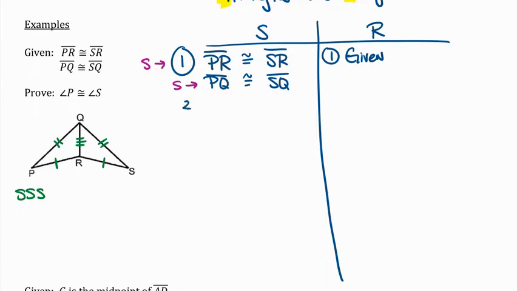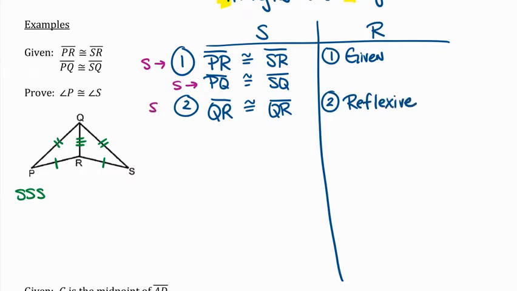To get my third side, I'm going to do another statement, and that's that one that they share that's a common side. So I can show that QR is congruent to QR. And remember, anytime we say something's congruent to itself, that is our reflexive property. Okay, there's our third side. So now that I've got my 3 sides, I'm going to say that the 2 triangles are congruent.